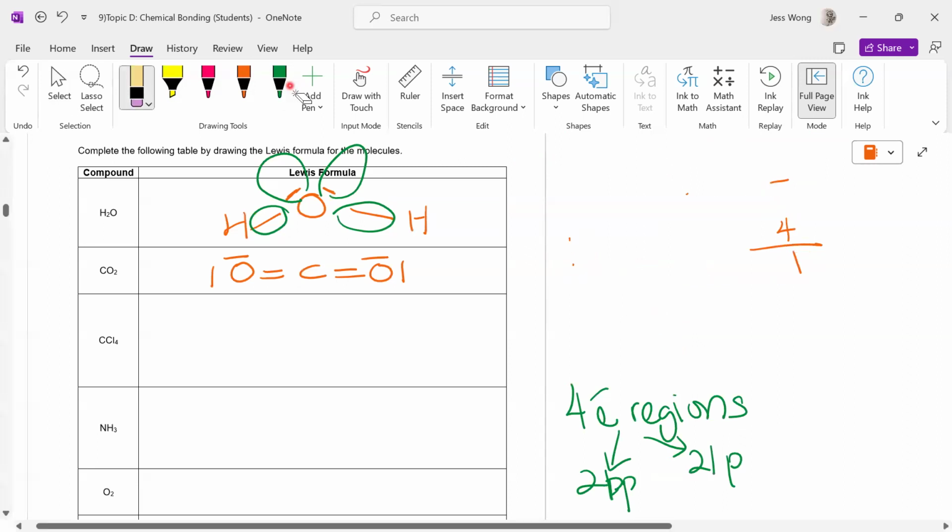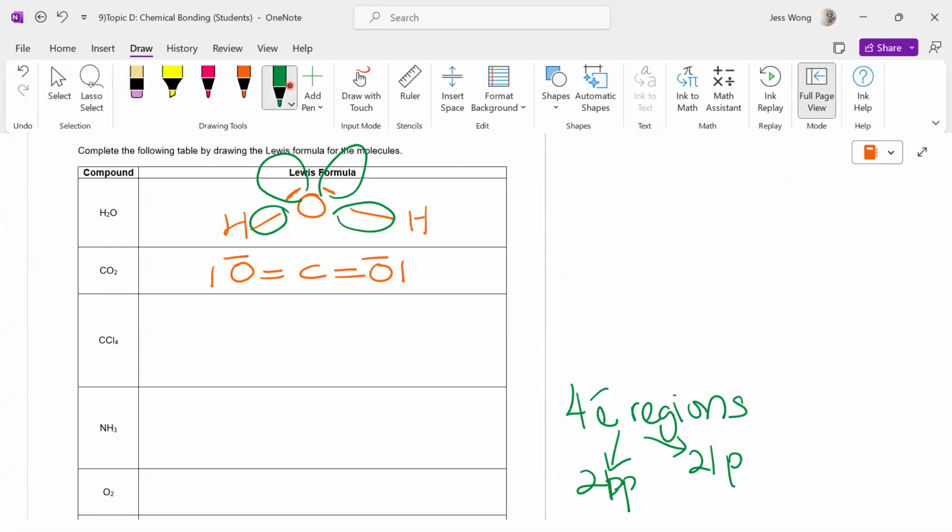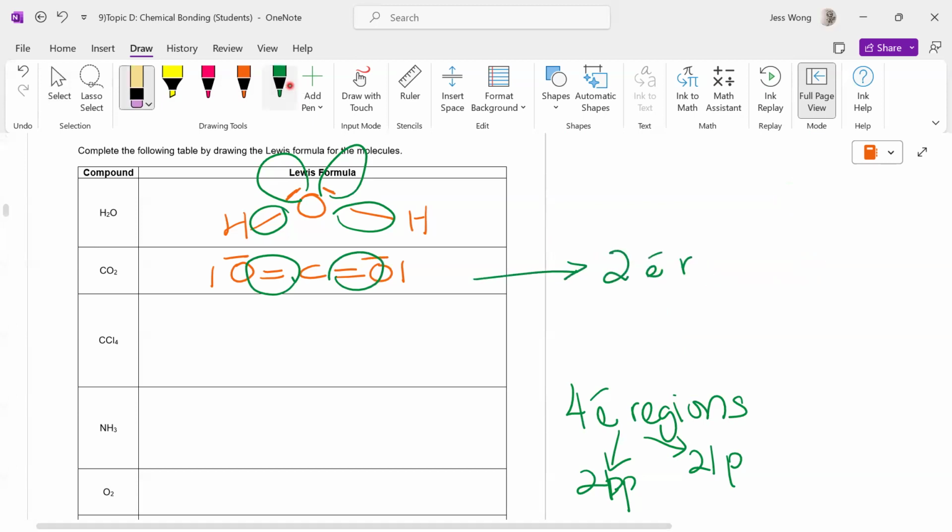All right, what about if it's a double bond? If it's a double bond, like in this case, it's still counted as 1 region. So this double bond is 1 region, and this is another region. So in this case, for CO2, there are 2 electron regions, and we are seeing 2 bond pairs.